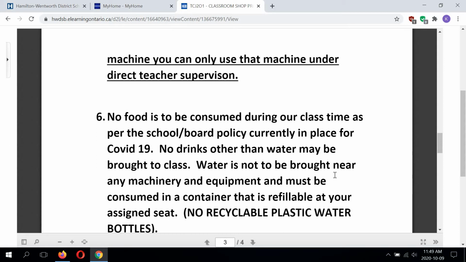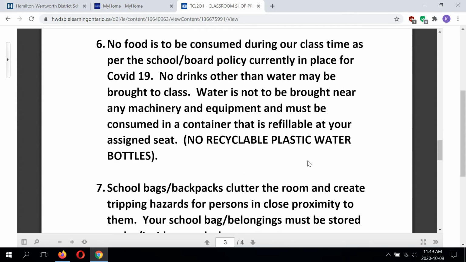Number 6. No food is to be consumed during our class time as per the school board policy currently in place for COVID-19. No drinks other than water may be brought to class. Water is not to be brought near any machinery and equipment and must be consumed in a container that is refillable at your assigned seat. No recyclable plastic water bottles.